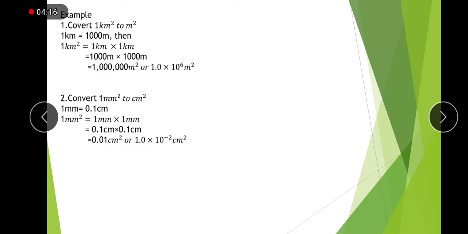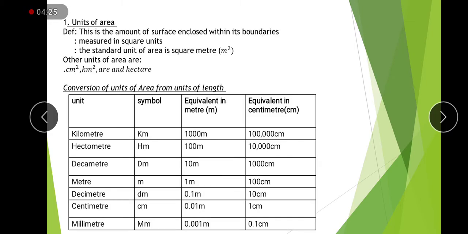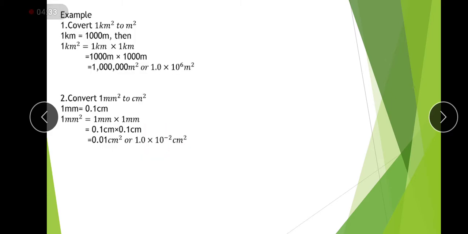Now, example number one, we're going to convert 1 square kilometer to square meter. From this table, you can clearly see that 1 kilometer is equivalent to 1,000 meters. Now, 1 square kilometer is equal to 1 kilometer multiplied by 1 kilometer. It is like you have a square measuring 1 kilometer by 1 kilometer. If you find its area, you will find that it is 1 square kilometer.